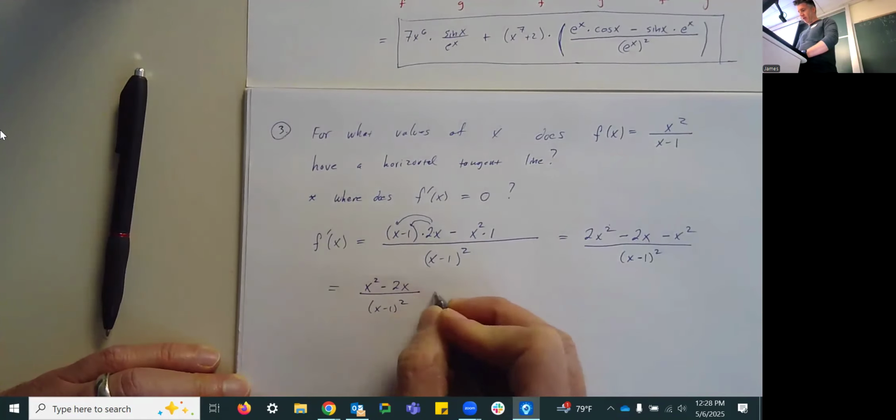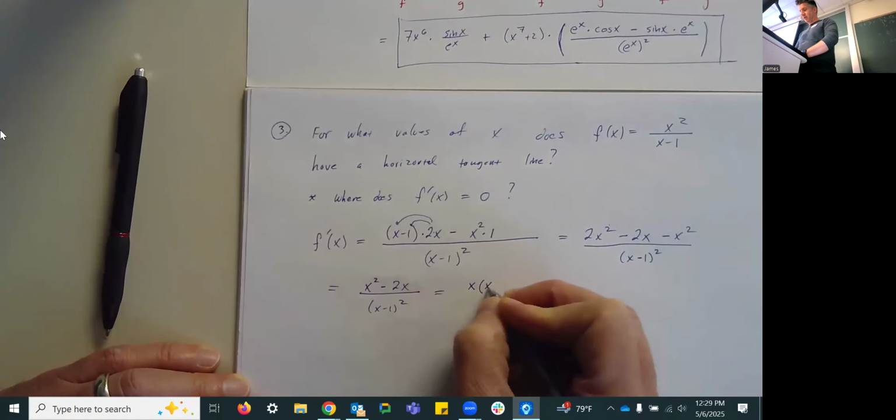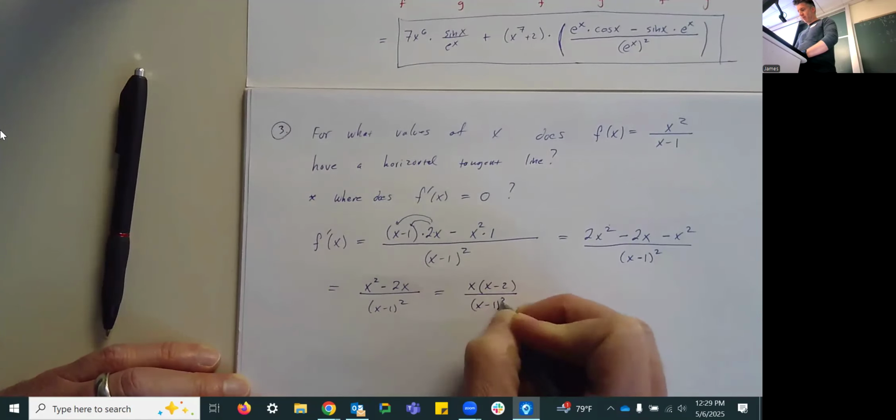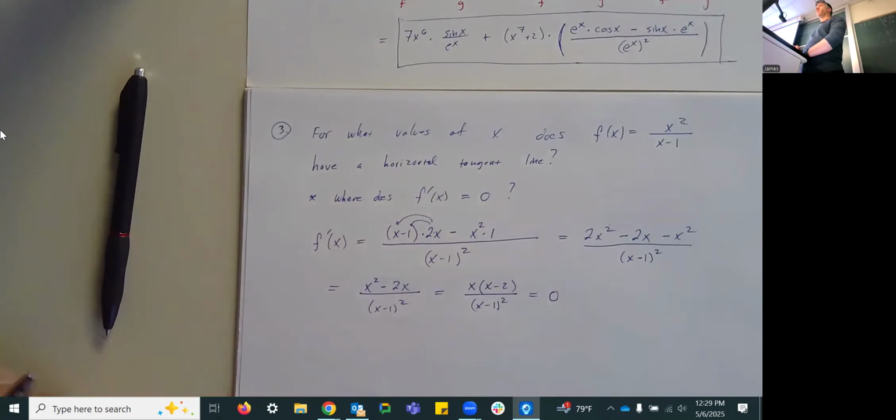And then finally, we should factor the numerator as much as possible. I can factor out an x, and I'm left with x times x minus 2 divided by x minus 1 squared equal, and we're setting that equal to 0 to try and solve it. All right, so on your fingers, I would like you to show me how many solutions does this equation have? Show me on your fingers.